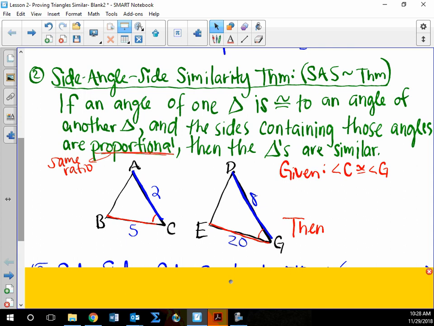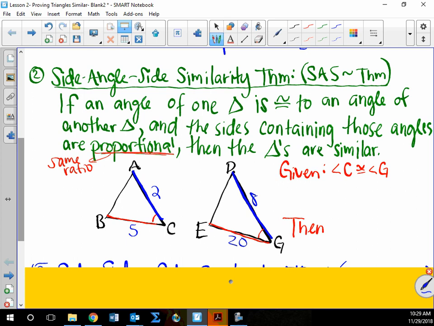Okay, so we have that the angles are congruent, and they gave us information about the sides that contain those angles, or that include an angle there. So we need to check to see if these are proportional. Do they have the same ratio? Alright, so let's go ahead and compare. Remember, when we compare, it's always best to match up small with small, medium with medium, large with large.